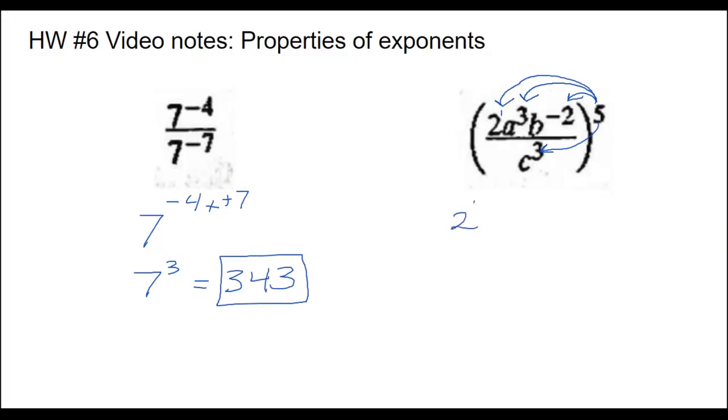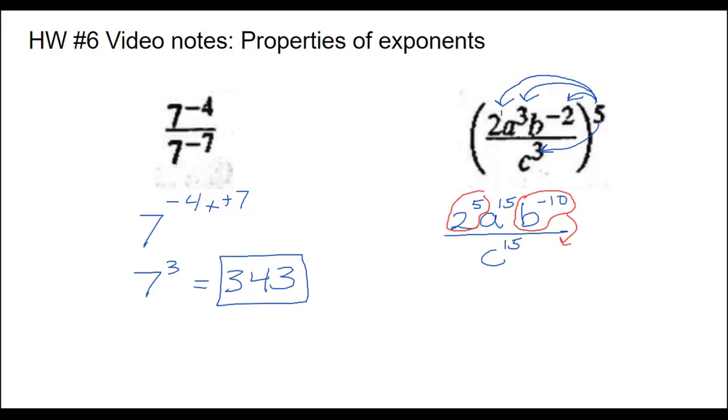2 will become 2 to the 5th, because 1 times 5 is 5. A to the 3rd becomes A to the 15th, because you're multiplying their exponents. B to the negative 10th, that's 5 times negative 2, all over C to the 15th. All right, a few more things we can simplify in this problem would be the 2 to the 5th, we can work out on our calculator, and B to the negative 10th is going to need to move places and become a positive exponent down below.